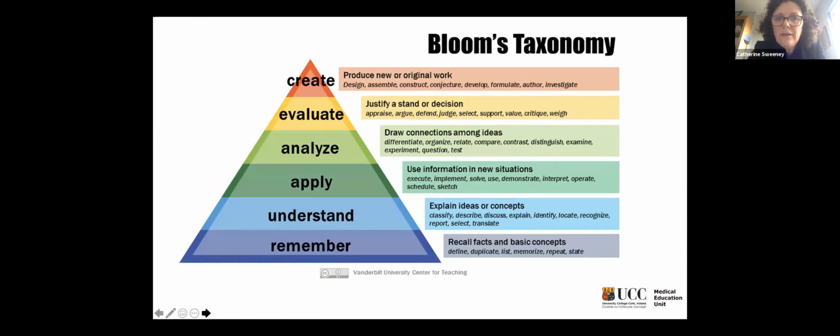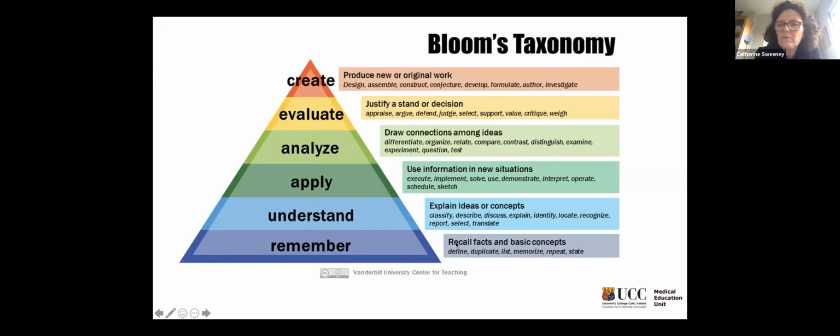So this is a table called Bloom's Taxonomy. You can Google it, and I'll also share these slides afterwards because I think it's really useful to have this in front of you when you're designing learning outcomes. So it's a pyramid. At the bottom, you've got the lower level learning outcomes. For example, remember and understand are considered to be lower level learning outcomes or learning areas.